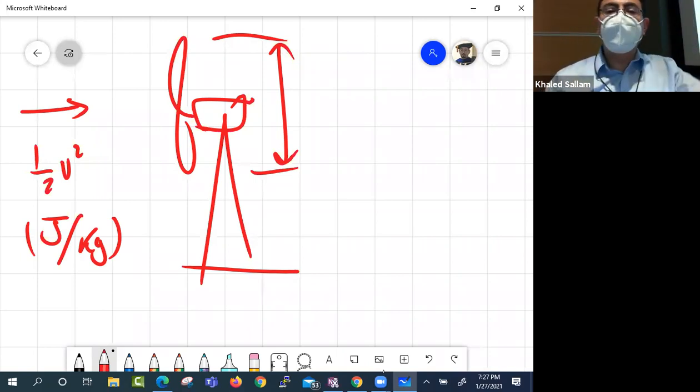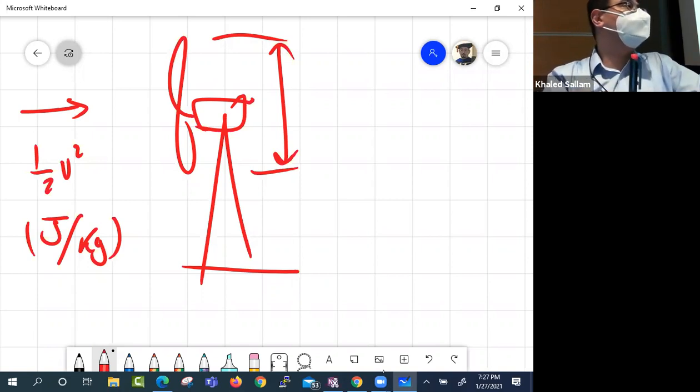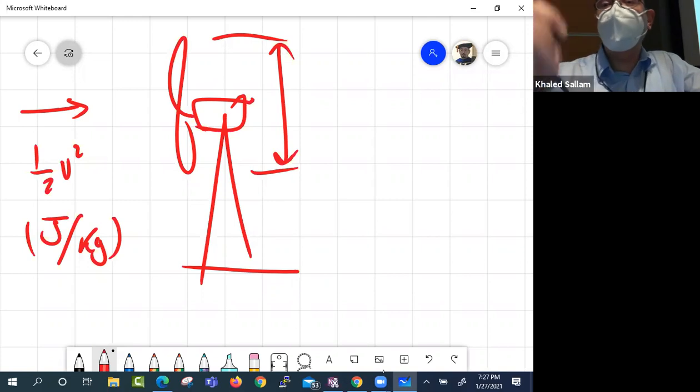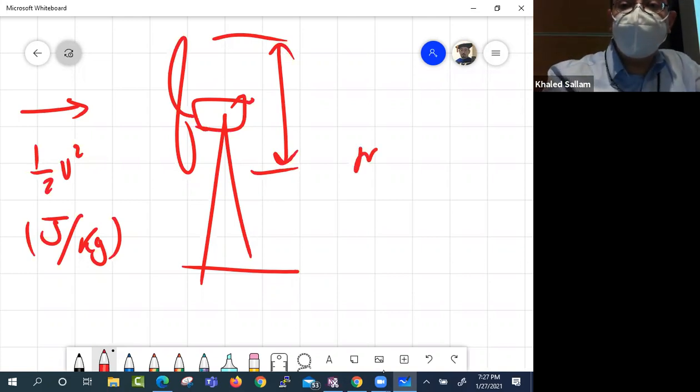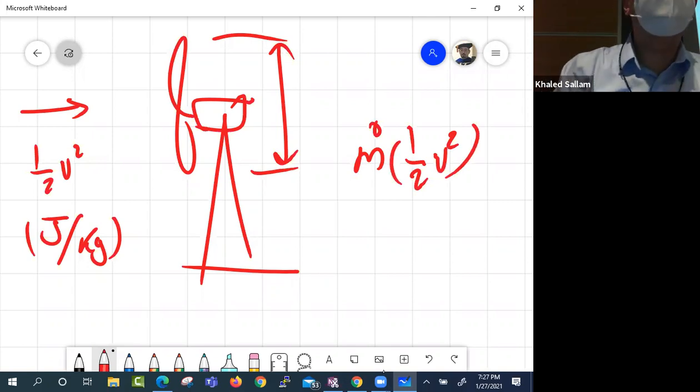Take out the m. So now when we look at those big turbines on the highway, and you'd say this guy is a 2 megawatt turbine or 1 megawatt, how do you get the power from this? What do you need to multiply with? m dot, kilogram per second. So the m dot multiplied by half v square, that would be your power, your megawatt or kilowatt or whatever this number is. And how do we get m dot?